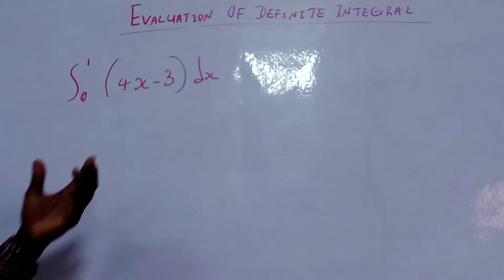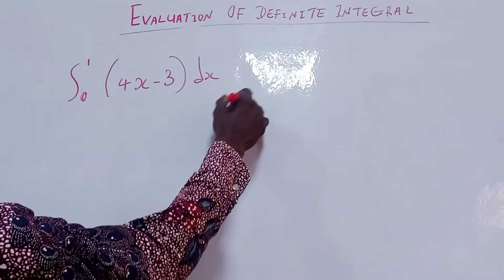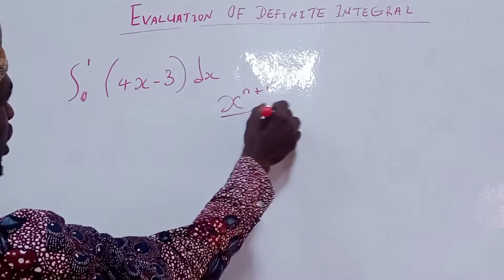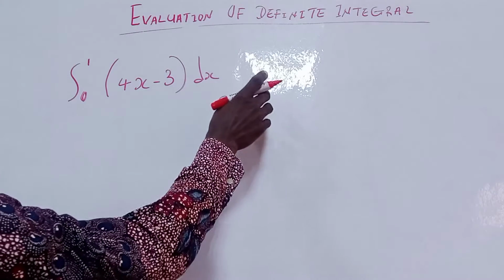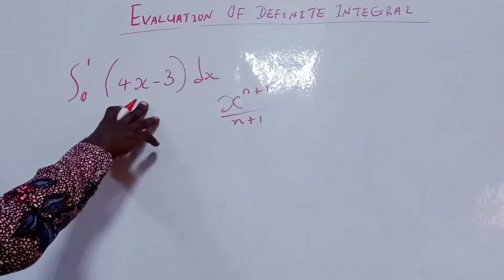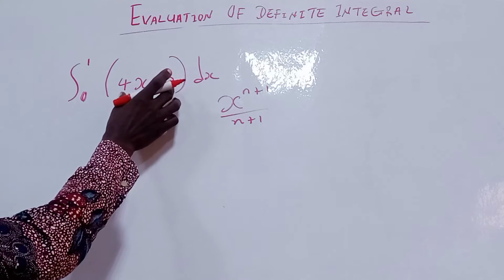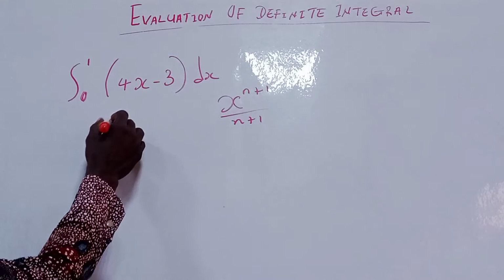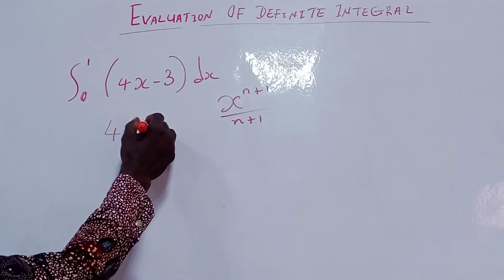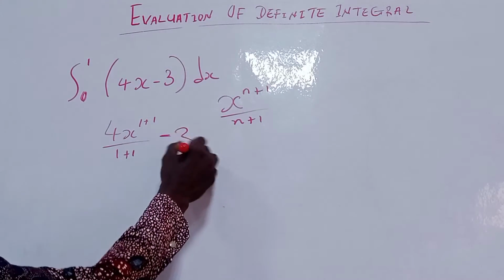Integration. So this is another example. Don't forget we have the general formula, which is x to the power n plus 1 divided by n plus 1. This is our general formula that we use to integrate our value. First of all, you will integrate the value inside the bracket. So we will have 4x to the power 1 plus 1 divided by 1 plus 1 minus 3.